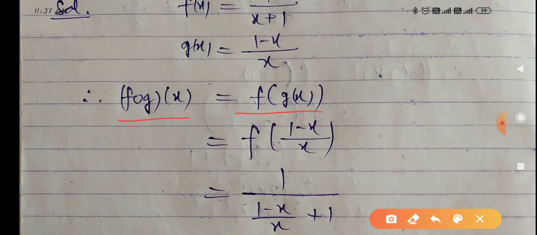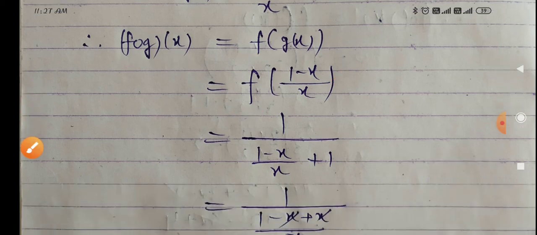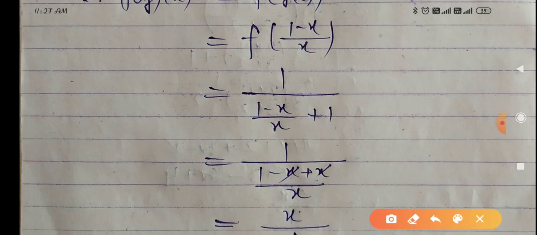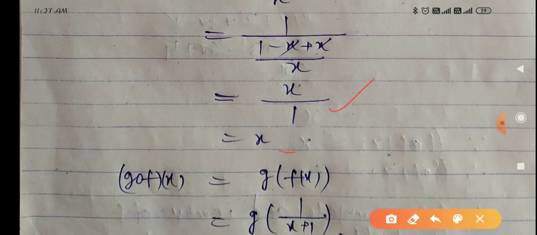fog(x) is f of g(x). The g(x) value I have put, (1 minus x) upon x. Now in the function f(x), in place of x you have to put (1 minus x) upon x. So here you can see 1 upon (1 minus x upon x) plus 1. Simplify it. So 1 upon (1 minus x plus x) upon x. This x will go in the numerator, so it will be x upon 1 equals x. So fog(x) equals x, the identity function.